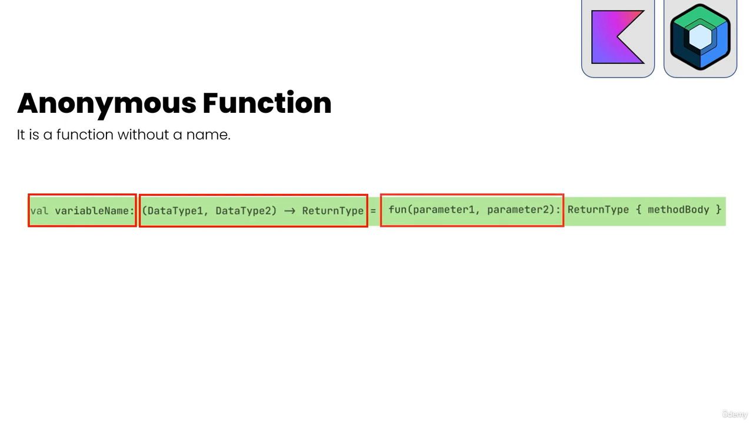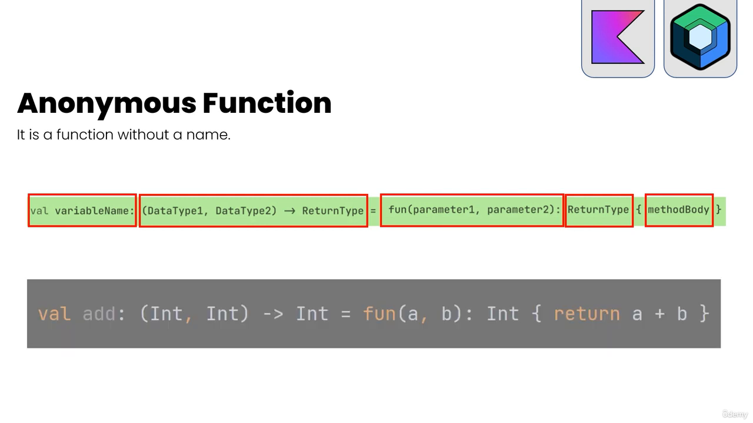Equal the function fun, parameter 1 and parameter 2. Did you notice the keyword fun? Function without a name, and it takes parameter 1 and parameter 2 according to data type 1 and data type 2. And we have the return type, and here the method body. Please write it down, and in the next slides we're gonna introduce the smaller, shorter syntax of this anonymous function. But this is the general anonymous function syntax.